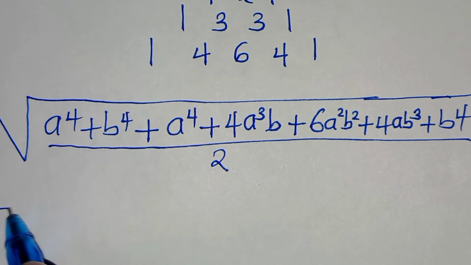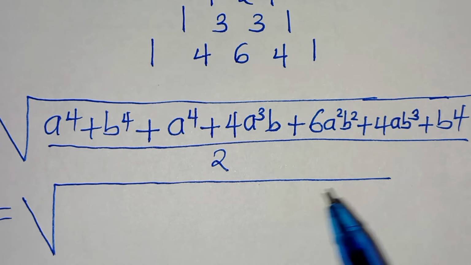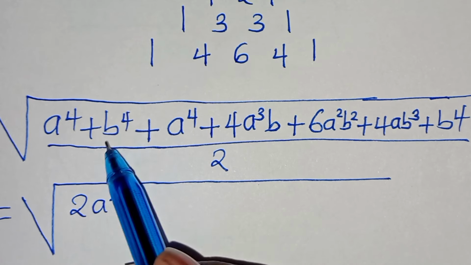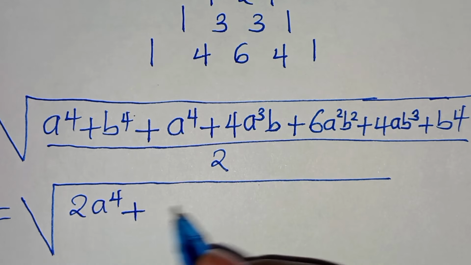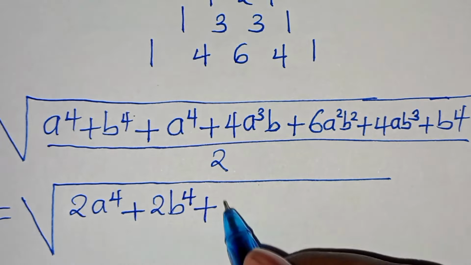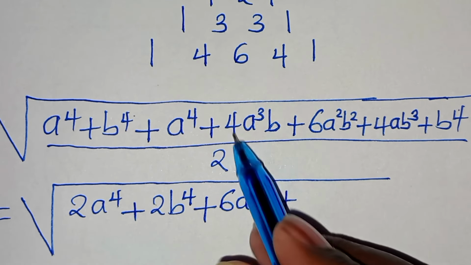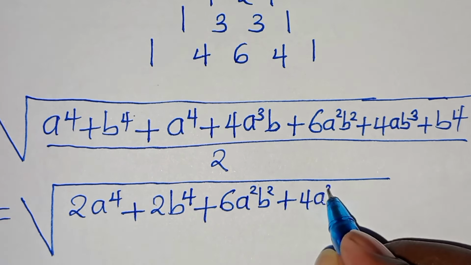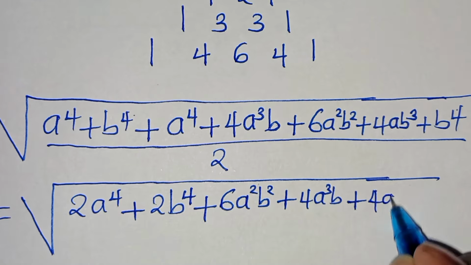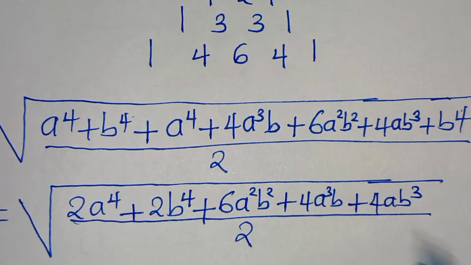Now let's collect the like terms together here. So we have the square root of a to the power of 4 plus a to the power of 4, this is 2a to the power of 4. Then plus b to the power of 4 plus b to the power of 4 here, this is 2b to the power of 4. Then plus, this is 6a to the power of 2, b to the power of 2. Then plus, this is 4a to the power of 3 multiplied by b. Then plus 4ab to the power of 3. Everything here divided by 2.